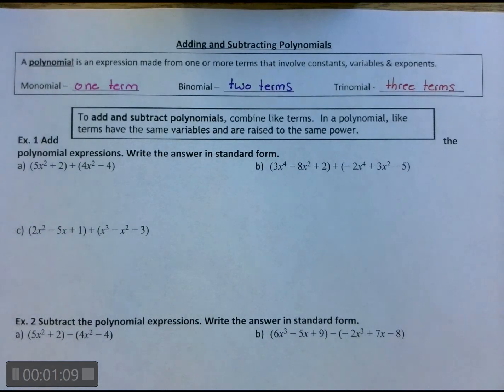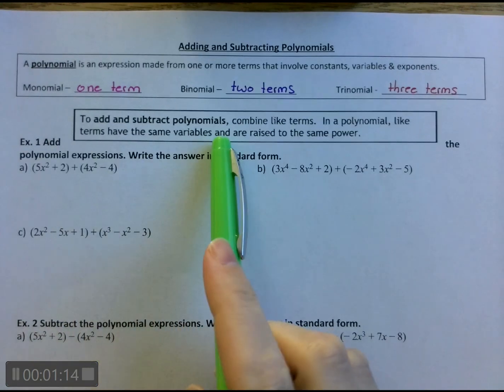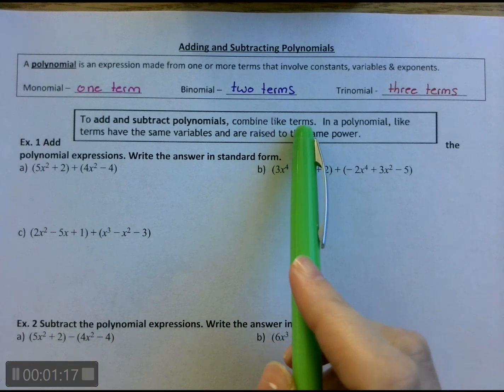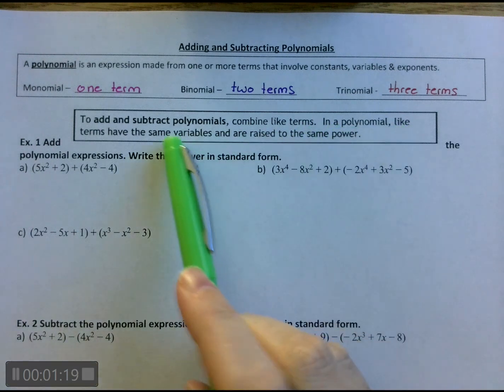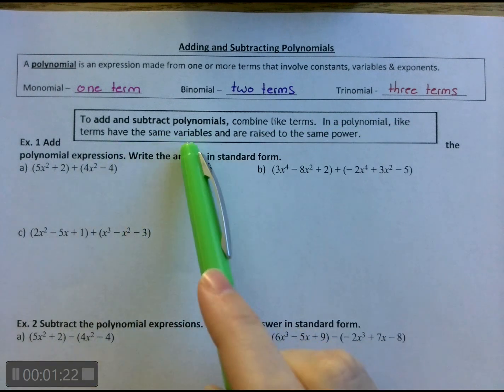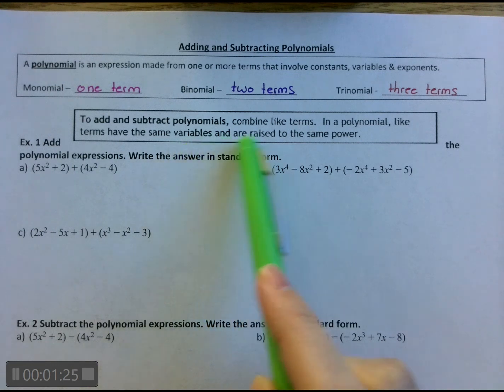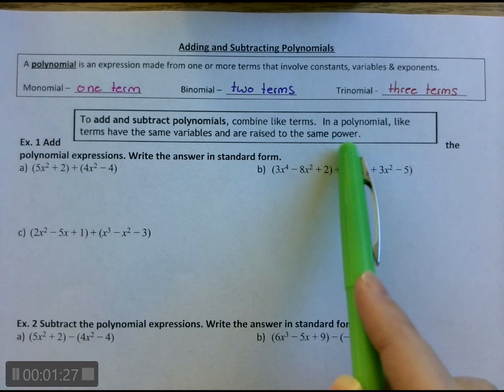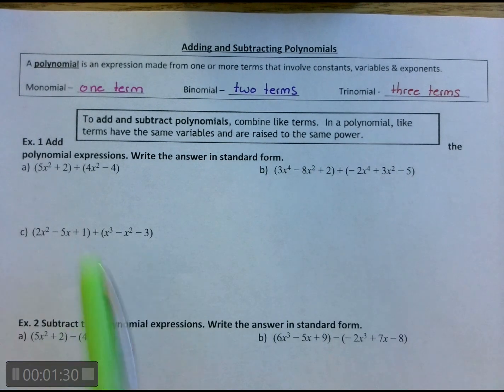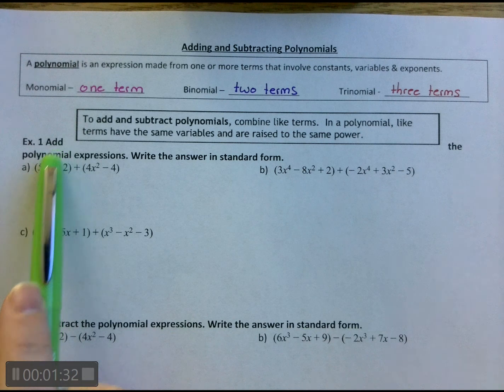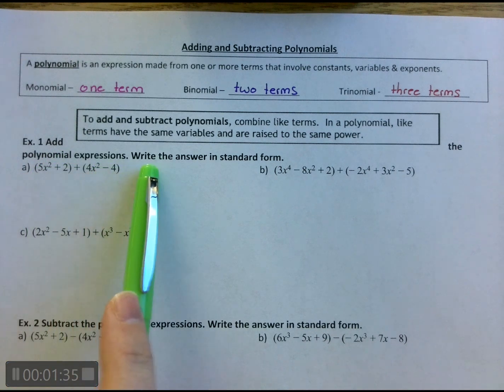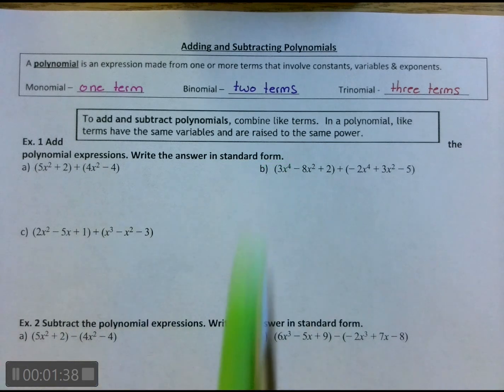Cool. Alrighty. So we have this little blurb here, and it says to add and subtract polynomials, combine like terms. In a polynomial, like terms have the same variables, so the same letters, and are raised to the same power, raised to the same tiny number. Okay? So we're going to start with adding the polynomial expressions, and then we're going to write them in standard form. Okay? So it must have the same letter, the same tiny number. Okay? So let's take a look.